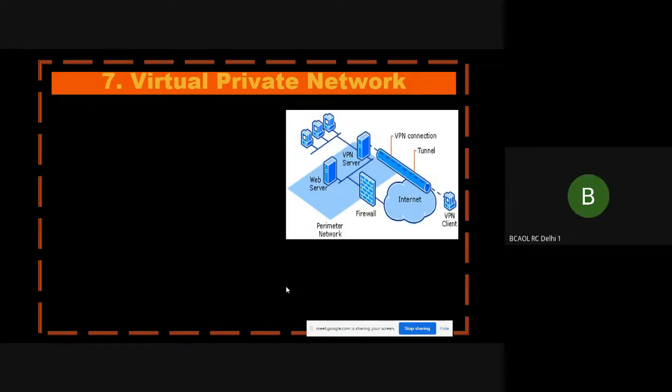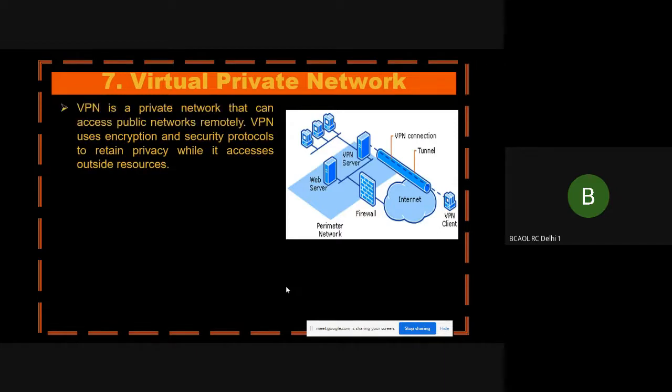Right. Then you have VPN, virtual private network. A VPN is a private network that can access public networks remotely. Can you understand that? VPN uses encryption and security protocols to retain privacy while it accesses outside resources. So basically, suppose some person is outside his company. The VPN will allow access of public networks remotely, and it will also have security protocols attached so that unauthorized access will not be there, but you are able to access the resources from outside.